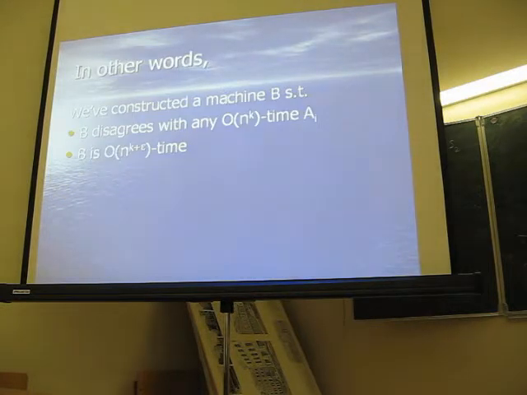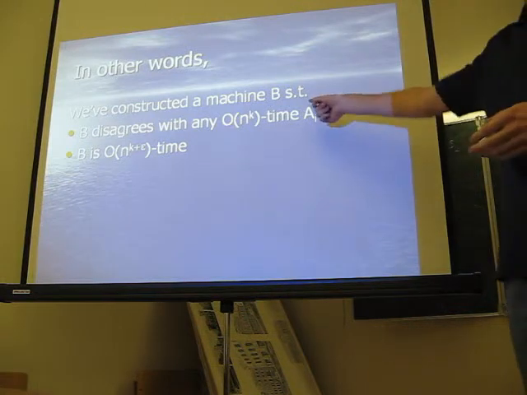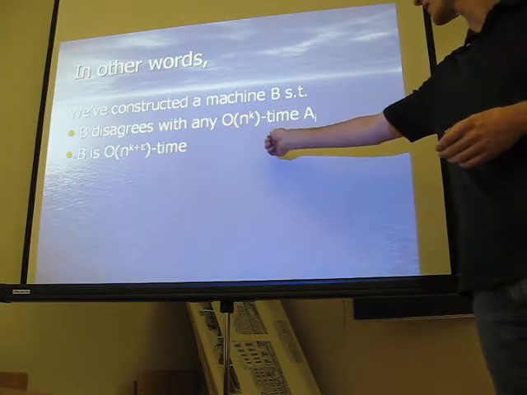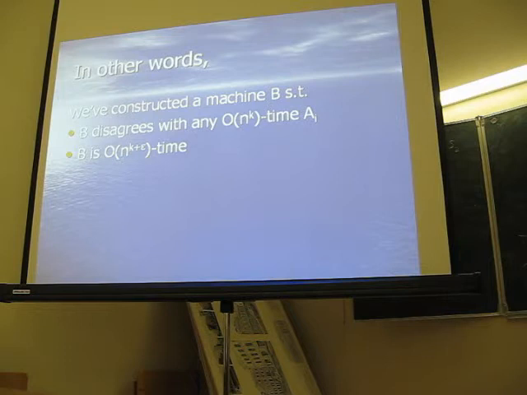Okay, but actually, it's much easier to think about this without any diagonals. So just to sum up, what we have done is we have constructed machine B that disagrees with any machine A_i that runs in time n to the k. Disagrees, I mean that on some input they produce different answers. And also B is an n to the k plus epsilon time machine. So the proof is fairly easy.